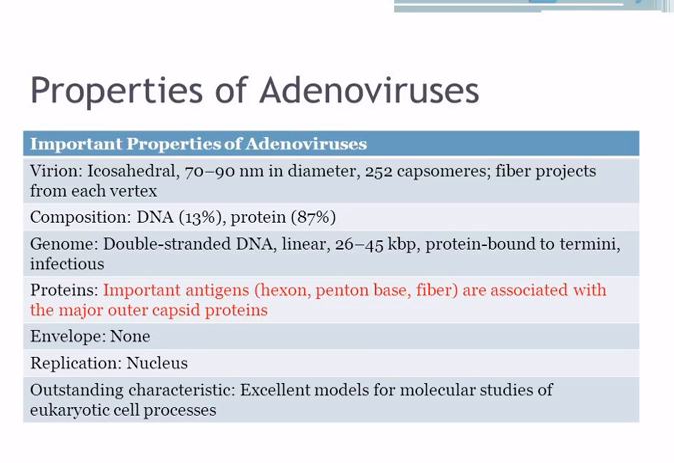Composition: DNA 13%, protein 87%. Genome: double-stranded DNA, linear, 26 to 45 kbp, protein bound to termini, infectious. Proteins: important antigens, hexon, penton base, and fiber, are associated with the major outer capsid proteins. Envelope: none. Replication: nucleus. Outstanding characteristic: excellent models for molecular studies of eukaryotic cell processes.